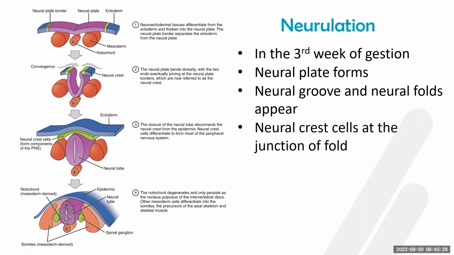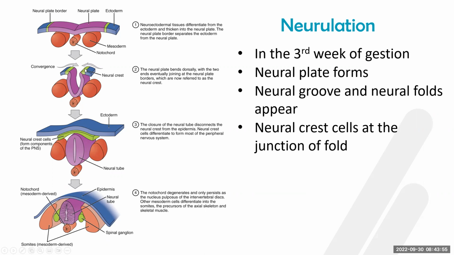At the junction, at the height of the neural folds, we have special cells called the neural crest cells at the junctions of the fold. You can see them here in green. Okay. The bluish one is the remaining part of the ectoderm. We have then at the junction of the fold, the neural crest.